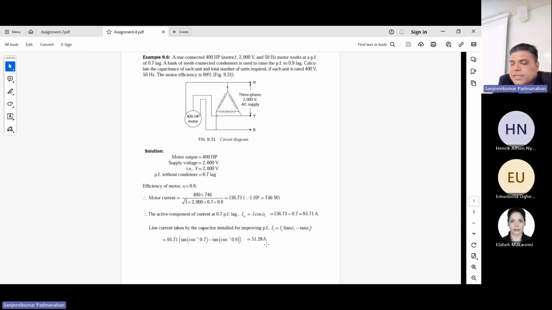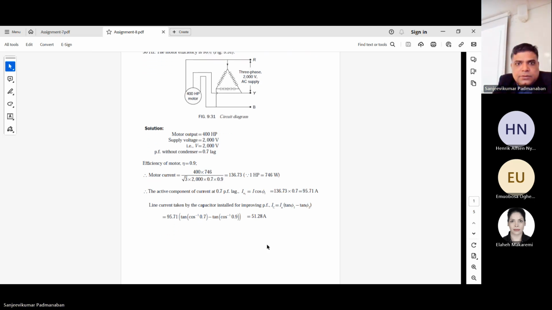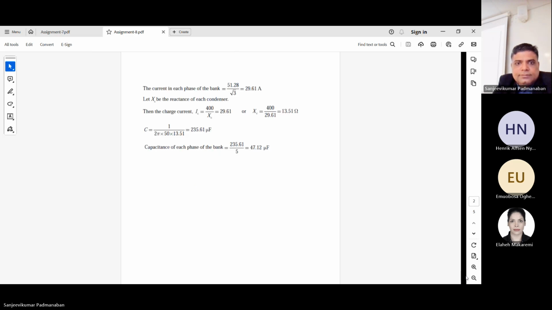Please verify, are you getting the answer? You're getting 51.28 ampere. Can I go to the next one? Now I got the current, but I want to calculate per phase. Then only I can put a per phase capacitor to improve the power factor, as a condenser or compensator. So per phase, divided by √3, is 29.61 ampere.